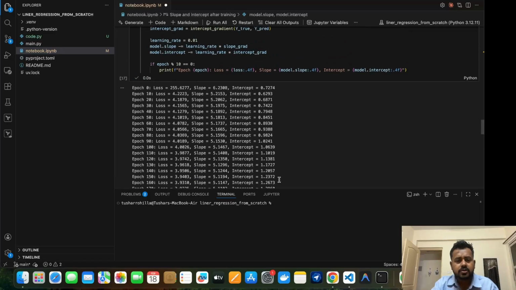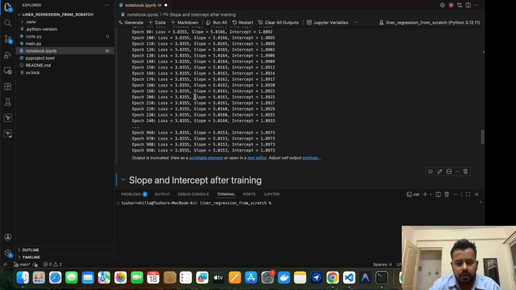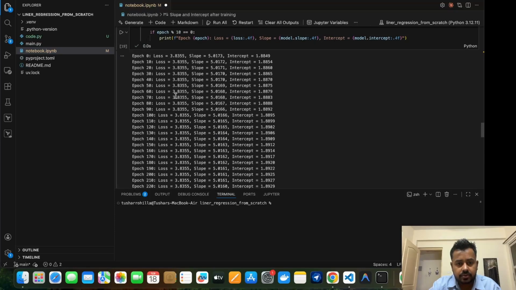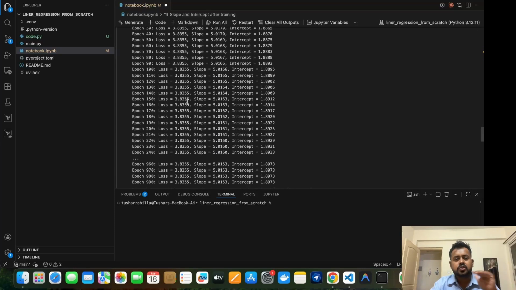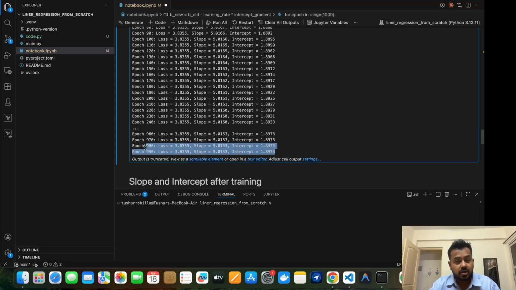You can train it for some more epochs as well if you want to reach some other values. You see the loss is still reducing from 3.8355, but it is pretty much saturated. It is not reducing after this value, and we have reached pretty close to the actual slope and actual intercept. This is actually machine learning, guys, and this is how you train a regression model.